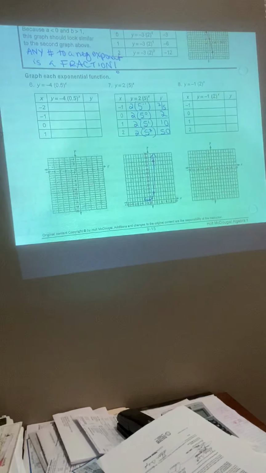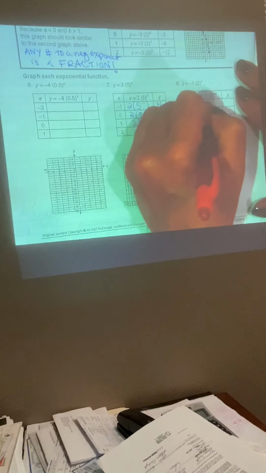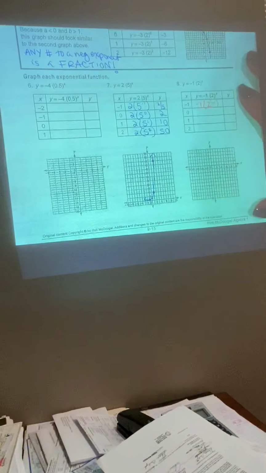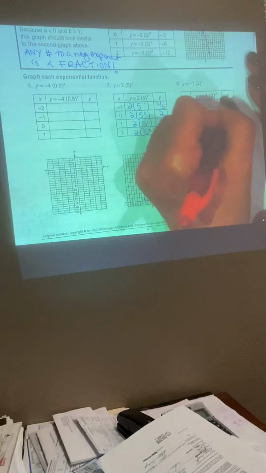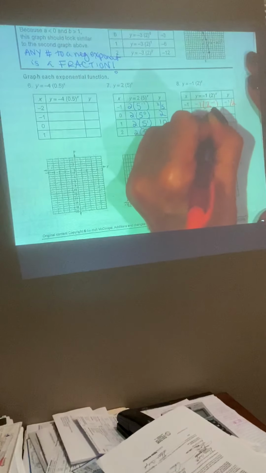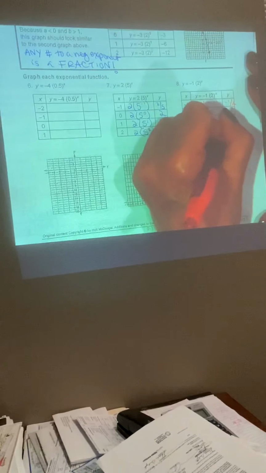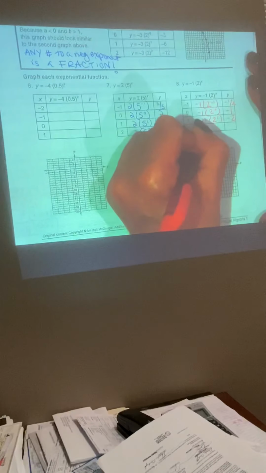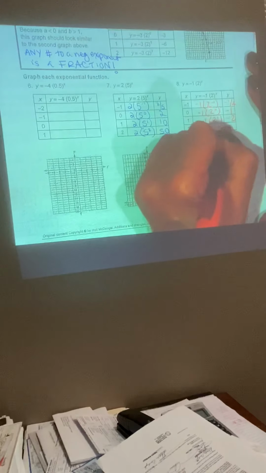Okay, let's do number 8, and then we'll go back to number 6. -1 times 2 to the -1. 2 to the -1, fraction, 1/2. 1/2 times -1 is -1/2. 2 to the 0 is 1. 1 times -1 is -1. 2 to the 1 is 2. 2 times -1 is -2. 2 to the 2 is 4 times -1 is -4.